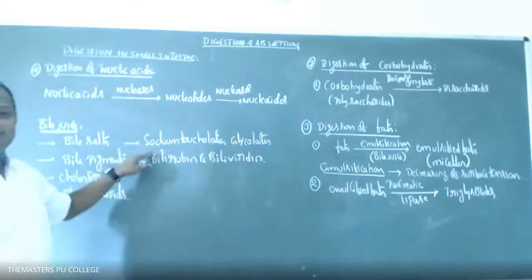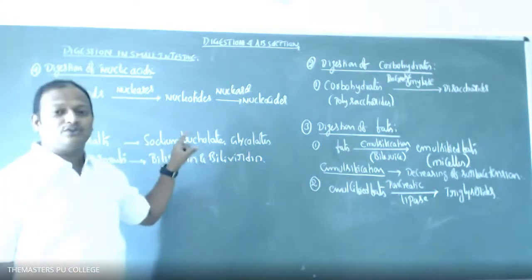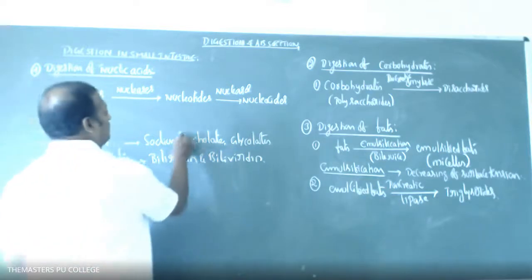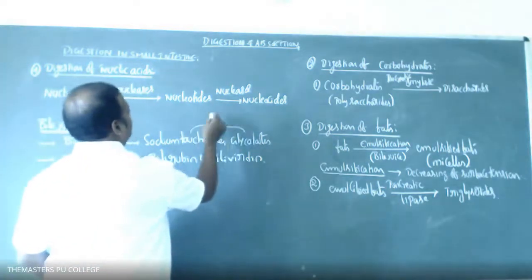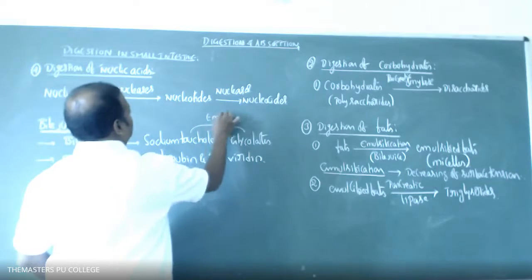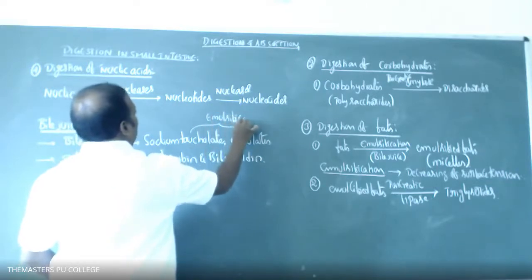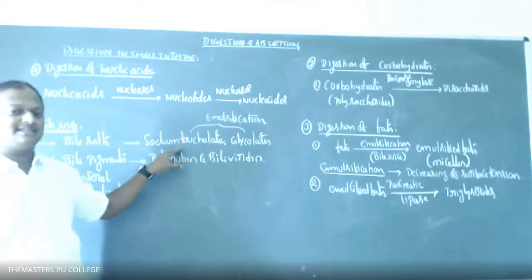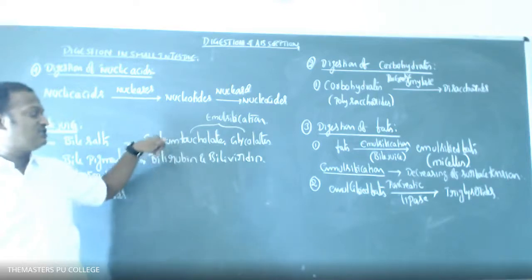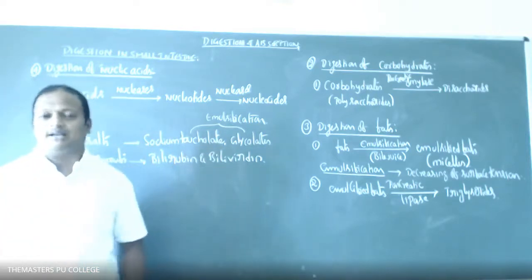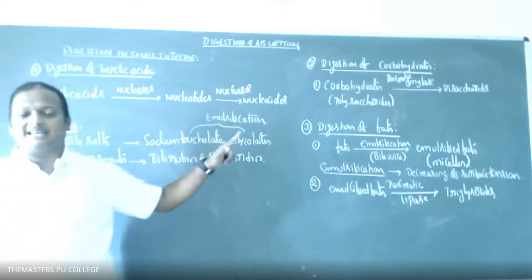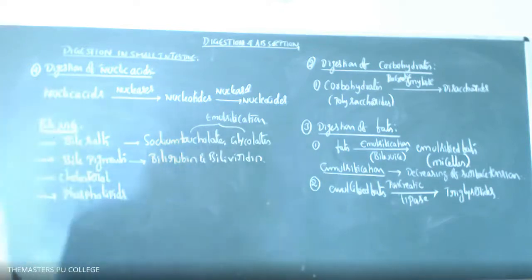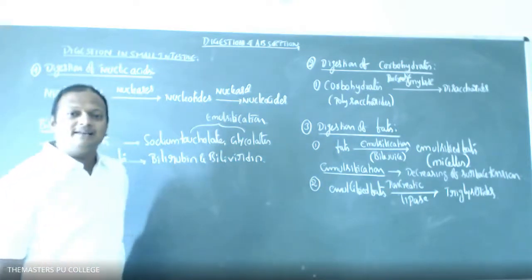Bile salts, sodium taurocholate and sodium glycocholate, are helpful for the process of emulsification. So how is surface tension decreased? Because the bile salts are present, the surface tension of the fats is decreased by the process of emulsification. Next, bilirubin and biliverdin.